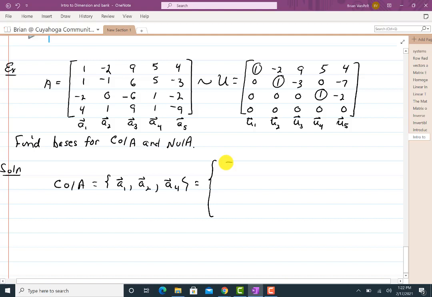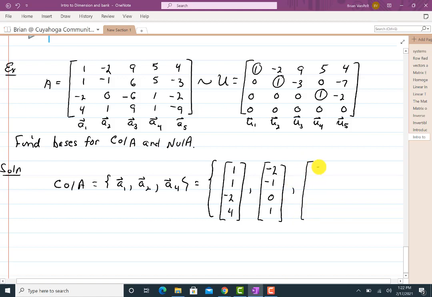Let me see, I need a lot of space for these. So we'd have 1, 1, negative 2, 4. Negative 2, negative 1, 0, 1. And then we have 5, 5, 1, 1.